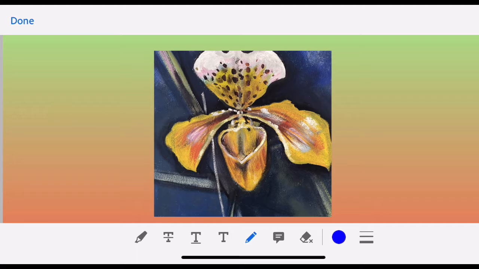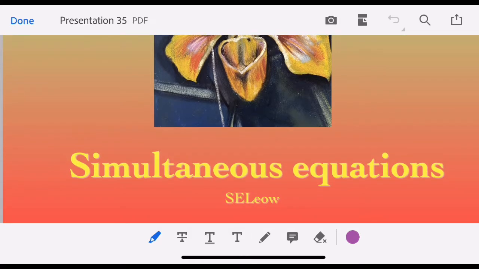For today's video sharing, I would like to share with you how to solve some of the simultaneous equations. This is because some students told me they can't get the answer, or maybe they cannot solve. They are having some difficulty solving simultaneous equations involving fractions, I think. So I'm going to share with you how to do it. Let's see how to solve the simultaneous equation in a better way.